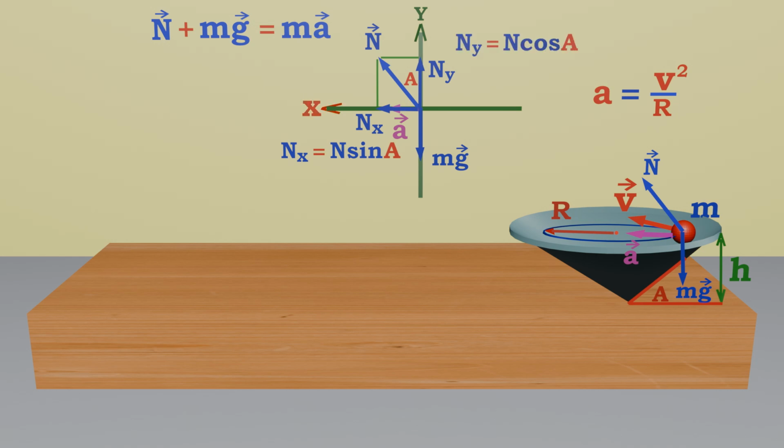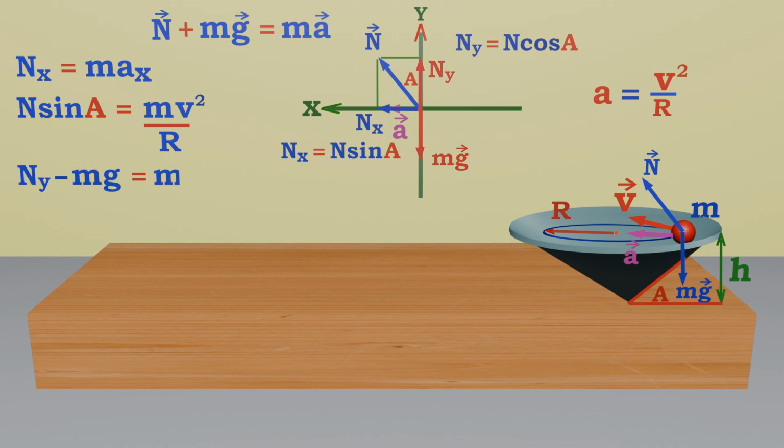Along the x-axis, the only force acting is the horizontal component of the normal force N. Therefore, by Newton's second law, we have Nx equals max, that is, N sine a equals mv squared divided by r. Along the y-axis, we write Ny minus mg equals may, that is, N cosine a minus mg equals may. The projection of the force mg is opposite to the direction of the y-axis, so it appears with a minus sign.